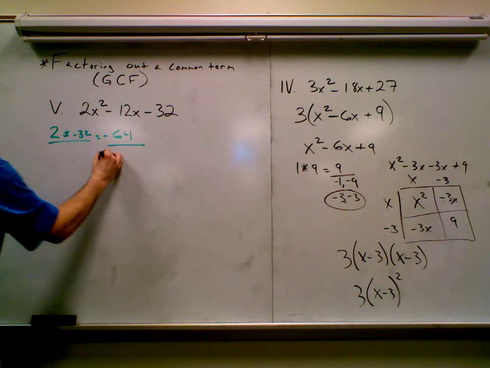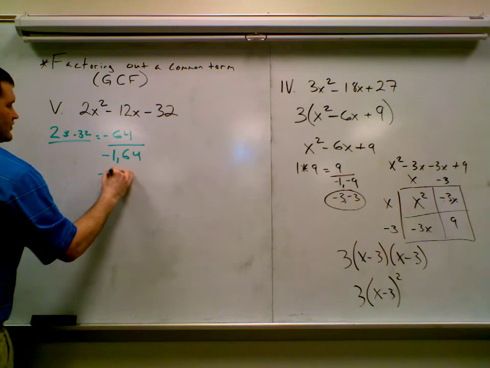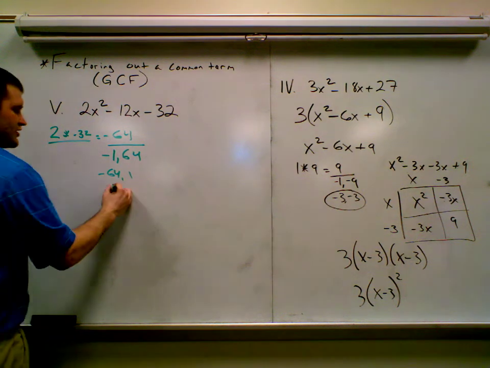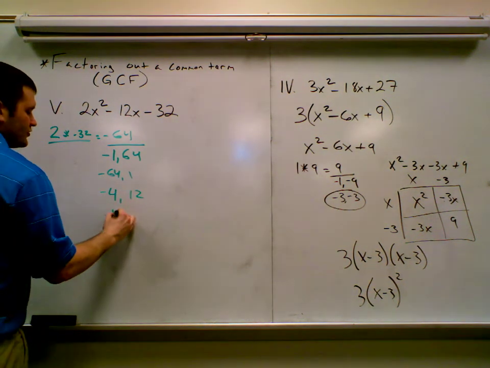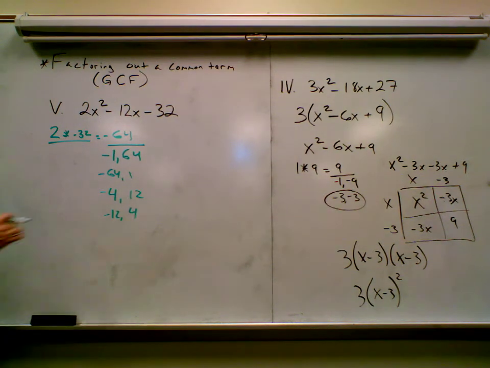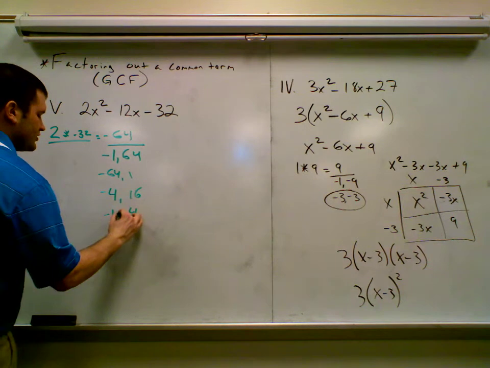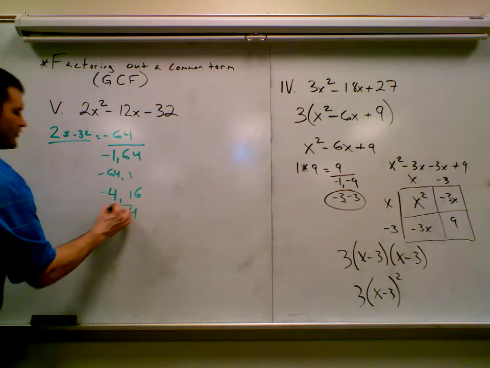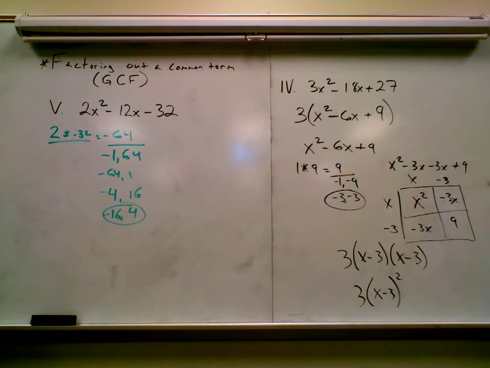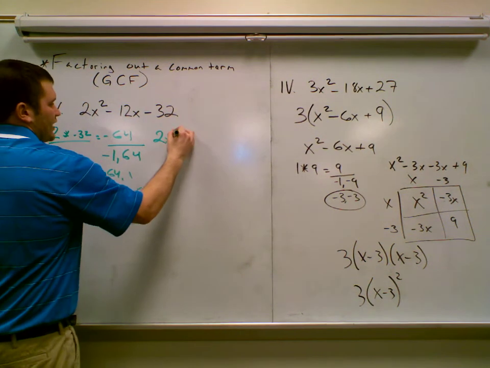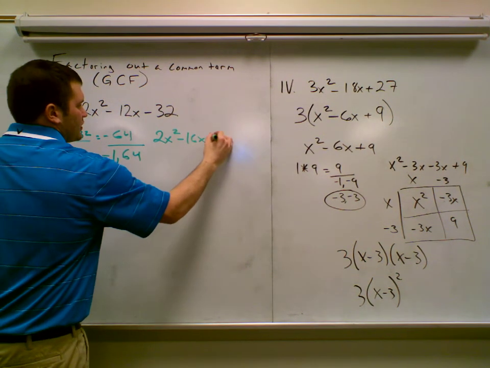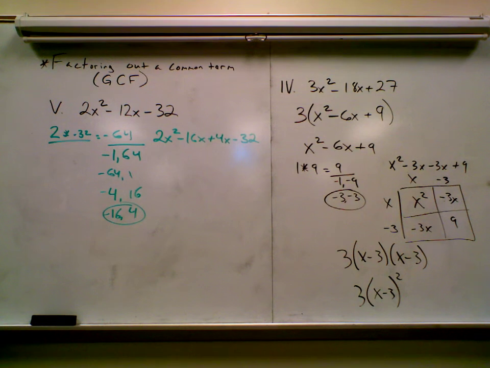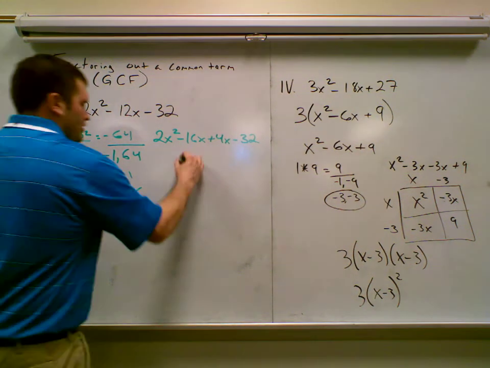What are the factors? We have negative 1 and 64, negative 64 and 1, right? We can list them all. I'm going to zip to the end because I know the answer already. Negative 16 and 4, negative 4 and 16. Which one should we use? Okay, good. Negative 16 and 4. So I can rewrite this as 2x squared minus 16x plus 4x minus 32, right? Does that make sense? Okay. Now we box.